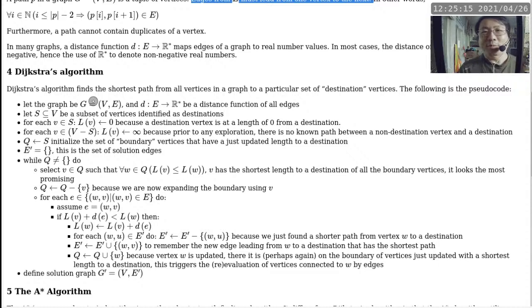Alright, so the way Iraj formulates his Dijkstra's algorithm is to find the shortest path between two vertices. The way I formulate my Dijkstra's algorithm is to find the shortest paths of all vertices to a particular destination vertex, or to a set of destination vertices. So my algorithm is definitely different compared to Iraj's algorithm.